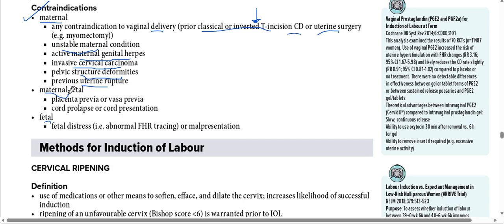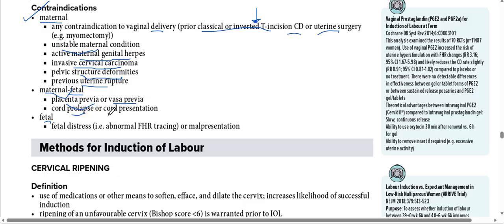Now, the maternal-fetal contraindication is placenta previa. Definitely, placenta previa is very risky. Vaginal delivery is not recommended; cesarean delivery is recommended. Or vasa previa, again, cesarean delivery is recommended, as I have discussed in my previous presentation.